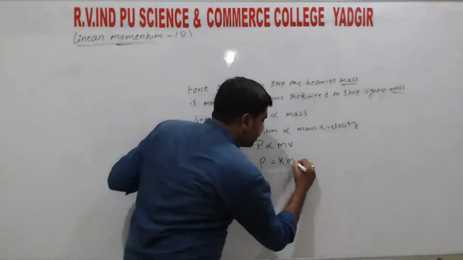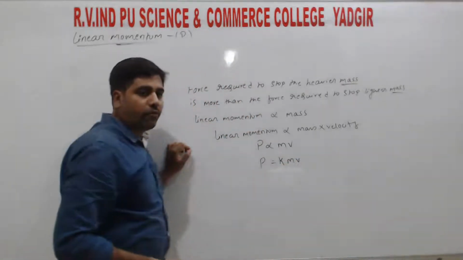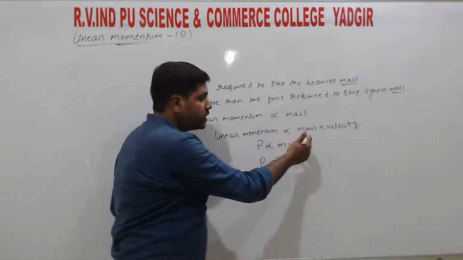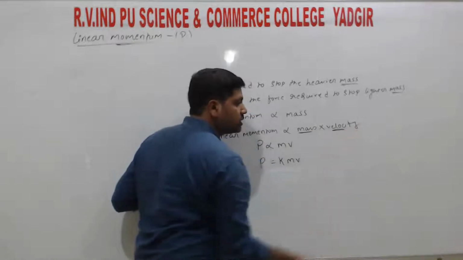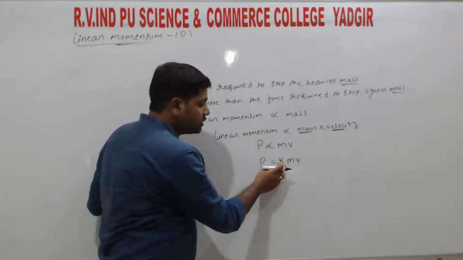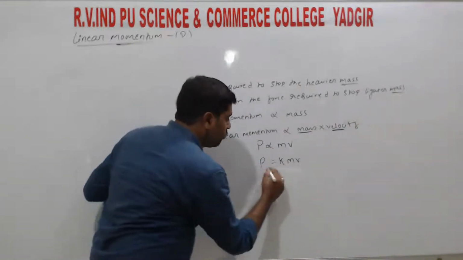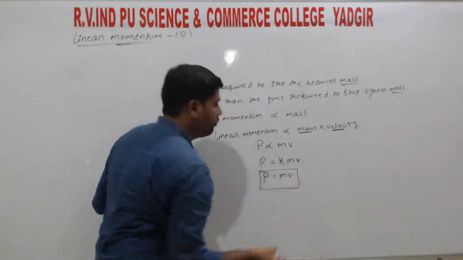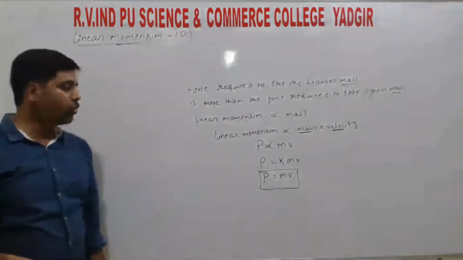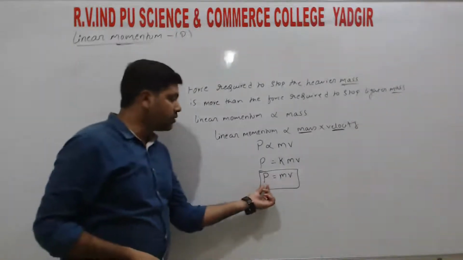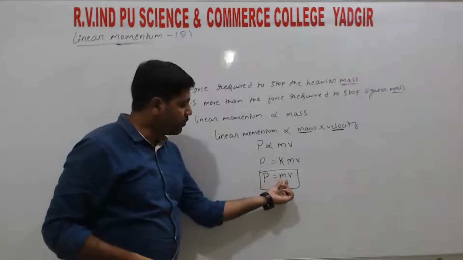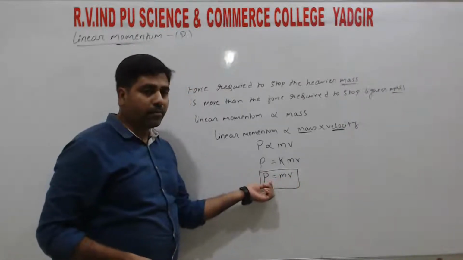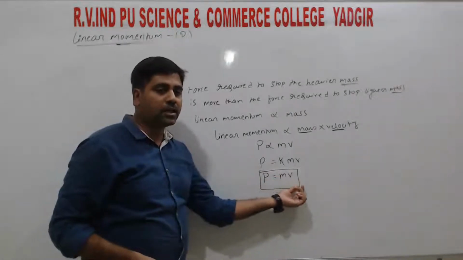So here we can write k is equal to m into v. As the linear momentum directly relates with only two factors, one is mass and another is velocity, the k value is equal to 1. So by this we can directly write p is equal to m into v. One more important relation, where p is momentum, m is mass and v is velocity. So we can define momentum as the product of mass and velocity.